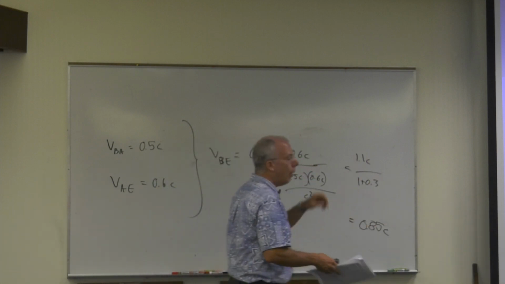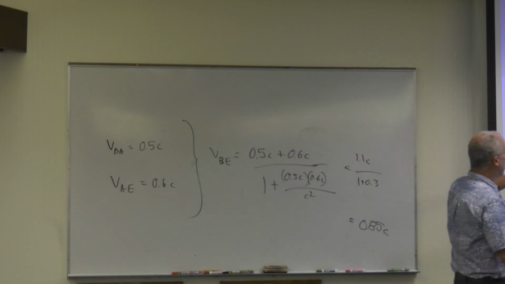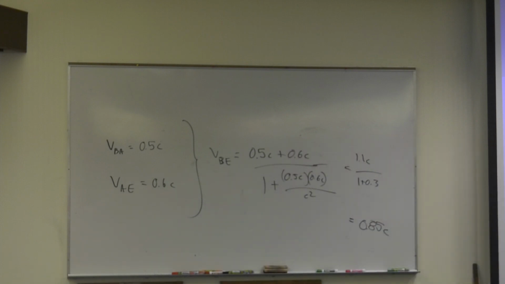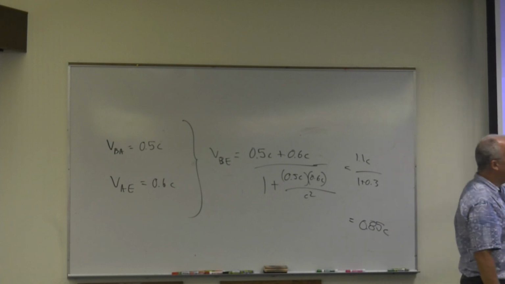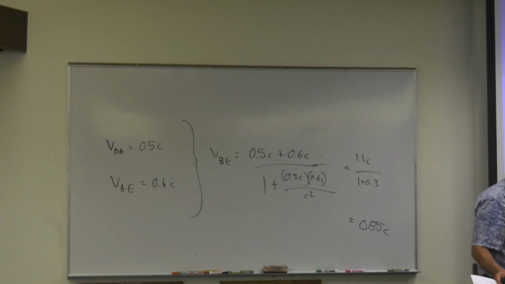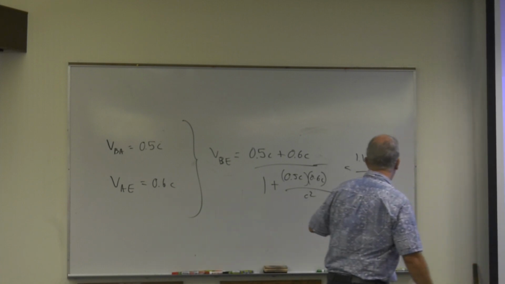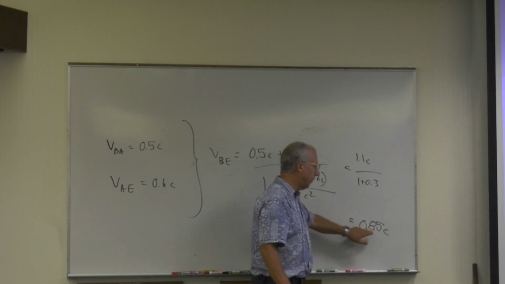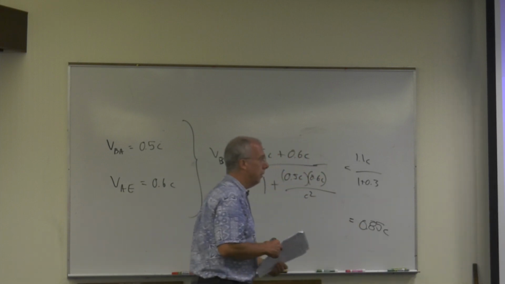And again, what would Isaac Newton say? Isaac Newton would just say 0.6 c plus 0.5 c equals 1.1 c. Well, that's greater than the speed of light, so you know it's wrong. So you do it correctly, and you see the answer is 0.85 c. There's a big difference.